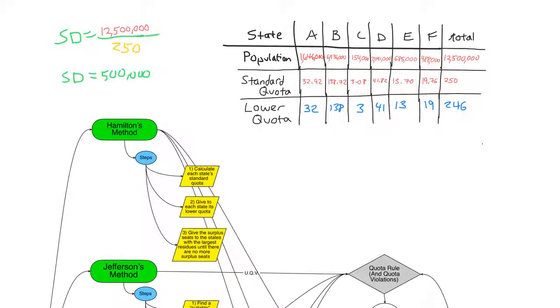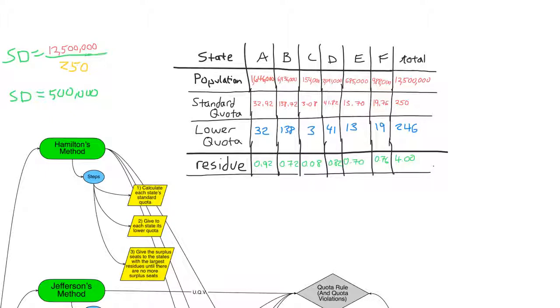So I think it's going to be a good idea to actually write another row underneath here that just has the state residue. So I'm going to do that right now. So now we have a row that denotes the residues of each state. And again, 0.92, where did I get that from? Well, I got that from the 0.92 right here. Also worthy of note is the fact that when you add all the residues up, you should get 4.00 because that's how many surplus seats you have left over, right?